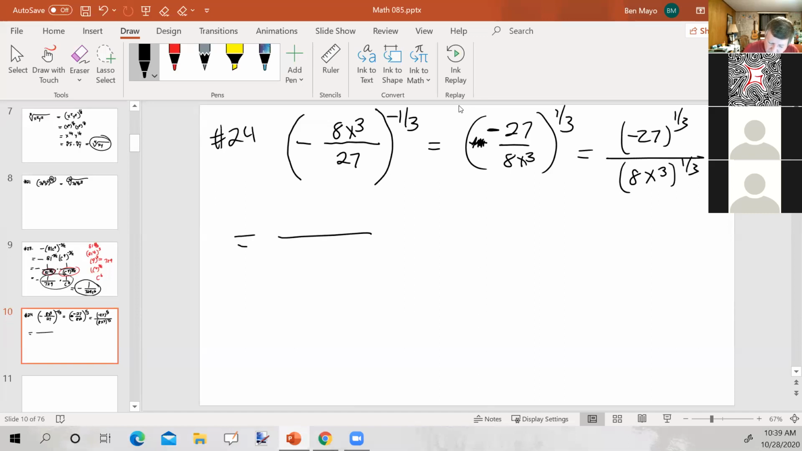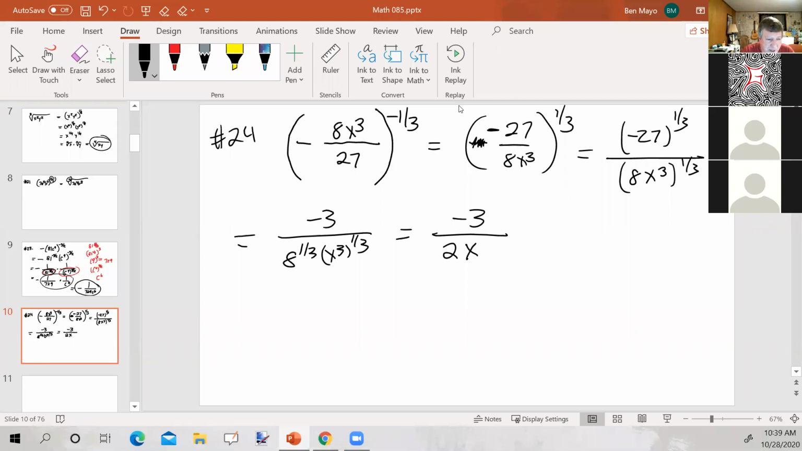Negative 27 to the 1/3 power is negative 3. 8x cubed to the 1/3 power would be 8 to the 1/3 power, x cubed to the 1/3 power. So now my numerator is still negative 3. The cube root of 8 is 2, and the cube root of x cubed is x.